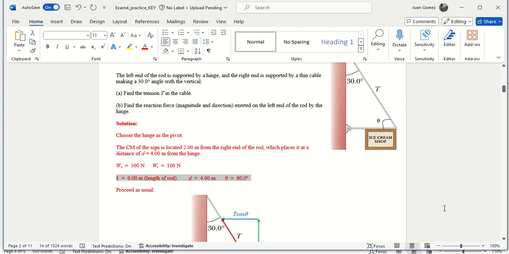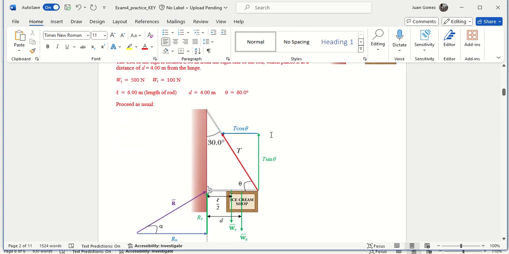Nothing complicated. Some problems will give you the angle with respect to the vertical. And again, because the sign is uniform, its weight acts at its CM. The CM is 2 meters from the right, which means it's 4 meters from the hinge, because the length of the rod is 6. Okay, now proceed as usual.